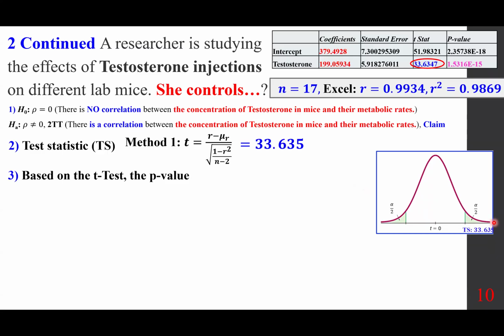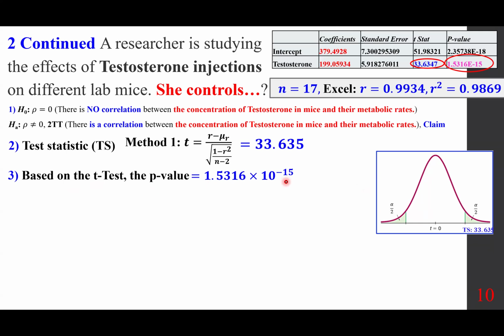I can't even locate that. It's way to the right. And so the p-value is 1.5316 times 10 to the power of minus 15, which means you have the decimal here, you go to the left by how many spots? 15 decimals.